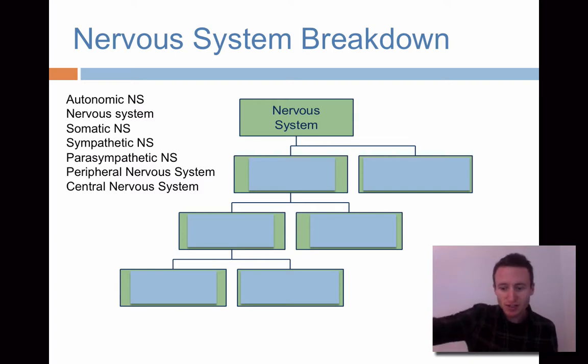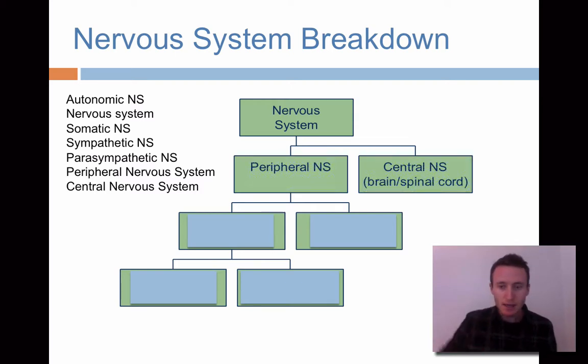And the first distinction to be made is that between the central nervous system and the peripheral nervous system. The central nervous system is our brain and spinal cord. Essentially, this is our decision maker. It's the computer, if you will. It takes all the information and it decides what to do with it.